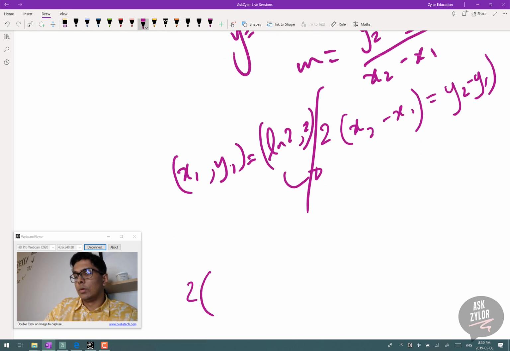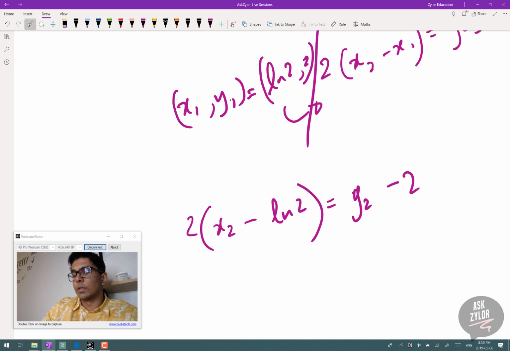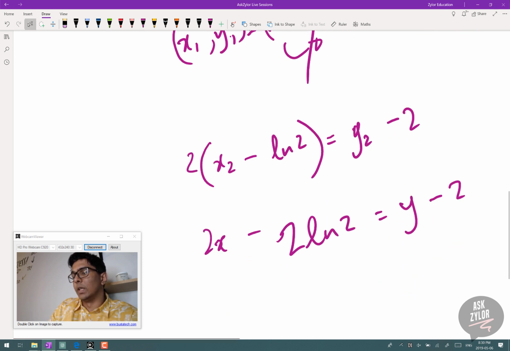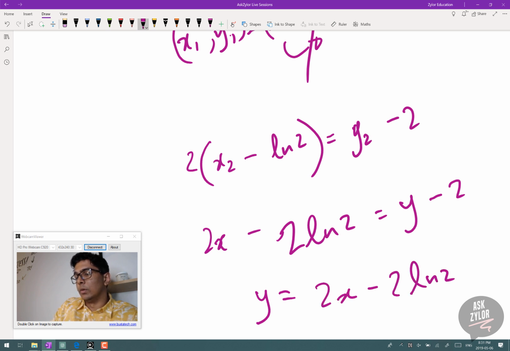So I have 2 times x2 minus x1, which is ln 2, is equal to y2, I'm just going to leave it as y2, and y1 is just minus 2. Right? If I expand this, I get 2x minus 2 ln 2 is equal to y minus 2. I'm just going to replace the x2 and y2 with just x's and y's. So I'm going to isolate for my y. So y is equal to 2x minus 2 ln 2 plus 2.